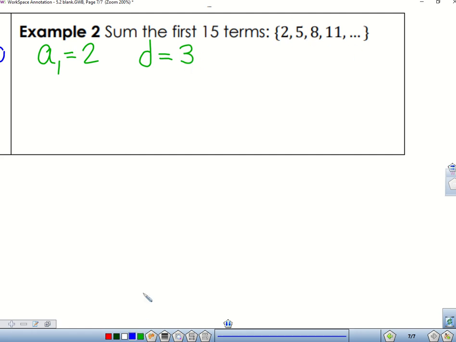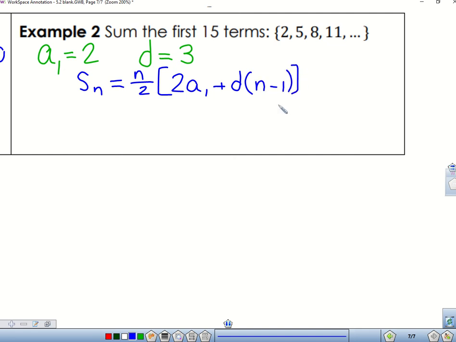So now that we have those two pieces of information, I'm going to use the second formula in that box, because that formula is useful when we know A1 and D, when we don't know the last term. So we're going to use this formula because this is the formula you use when you know the first term and D and you don't know the last term. Now that we know this information, what do we know that n is equal to in this case? 15. Because they want us to find the sum of the first 15 terms.